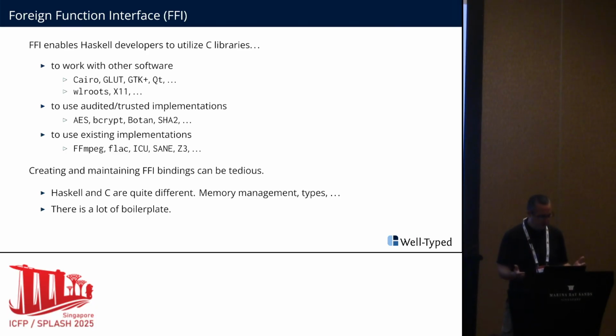We have safety and types. But the foreign function interface is very useful in Haskell for a number of cases. One of them is to interact with other software. On your system, if you're running your window manager or something, you need to use the foreign function interface to interact with that software. You may want to use it to use audited or trusted implementations. For example, cryptography software is notoriously hard to implement, so using an audited library is usually a good idea.